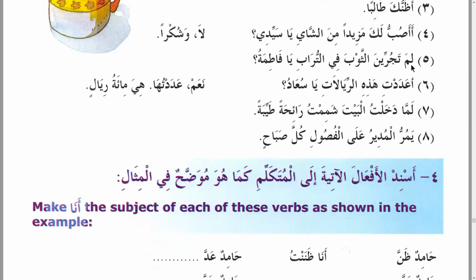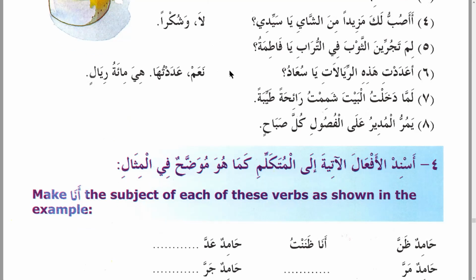Next week's fifth one. لما تجرين. Tajurrina. Jarra yajurru. Tajurruna, tajurrina. لماذا تجرين ثوبك في تراب يا فاطمة؟ Why are you pulling your dress, right? In the mud, Fatima, in the sand. I don't drag. You could say dragging also. Why are you dragging your clothes?